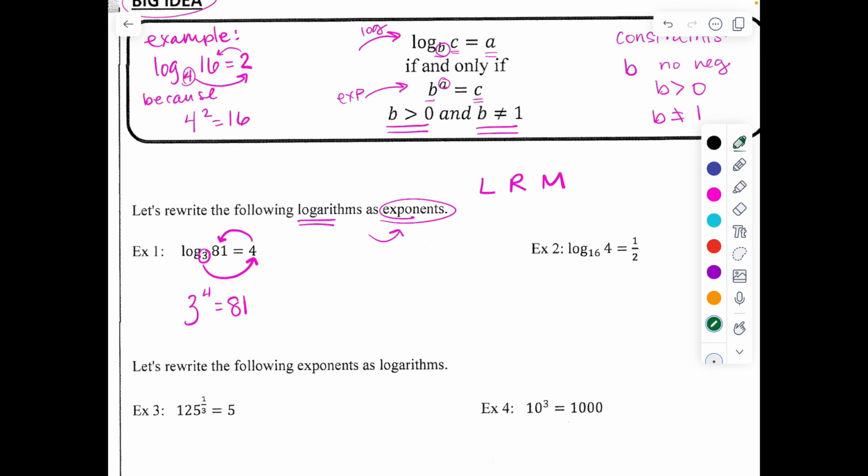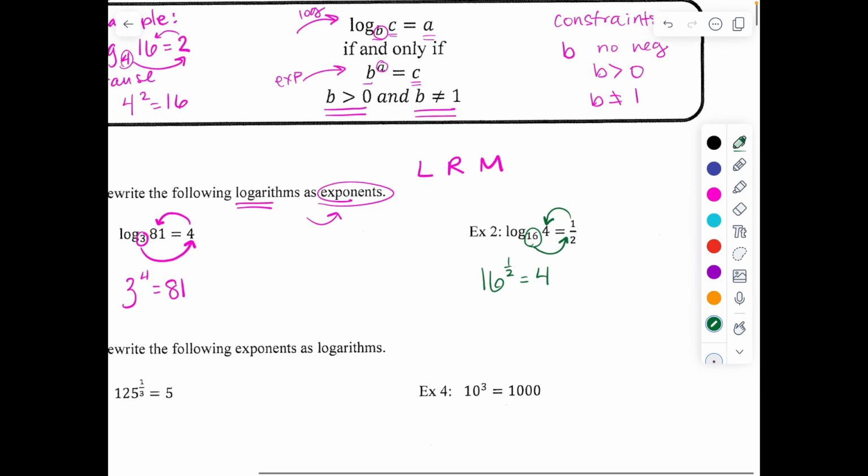So for example, example 2. Again, logarithmic to exponential, we're going to take 16 left to the right is the power equals the middle. So 16 to the 1/2 equals 4. Remember, this is correct because anything that's a fractional exponent becomes a radical where your denominator is your index and your numerator is the power on everything. So this also becomes the square root of 16 to the 1, which is 4.